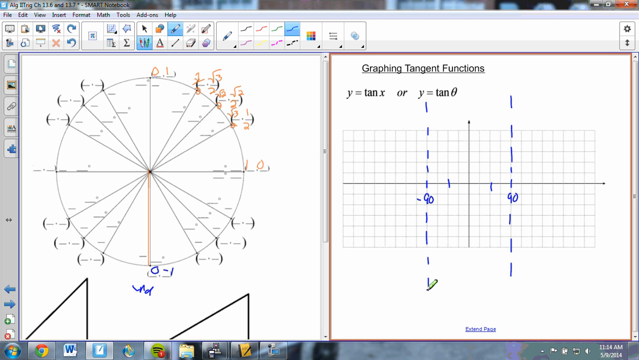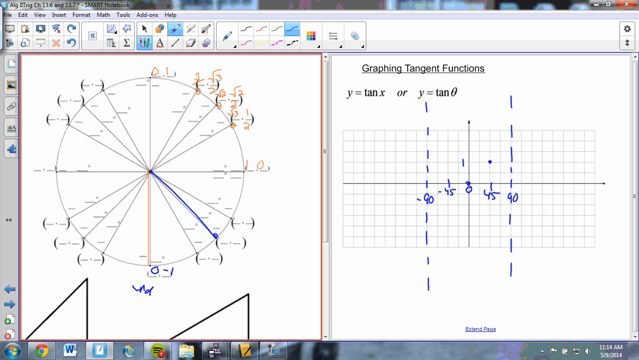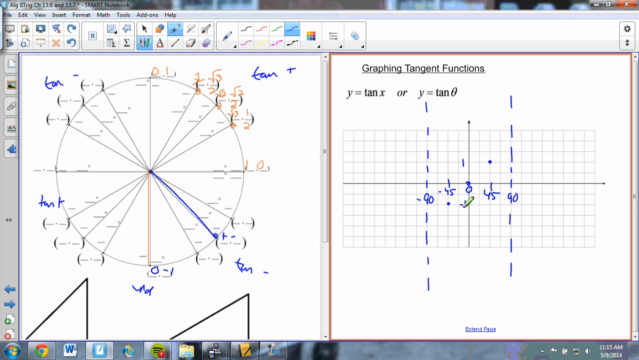If this is 90, what was this? 45. And what was the tangent of 45? We're going to call this 1. What was the tangent of 0? 0. What's the tangent of negative 45 going to be? Since this is negative, but this is positive, it's going to be -1. The tangents here and here are negative, but in quadrants 1 and 3, they're positive. So it's -1. The graph of tangent actually goes like this.